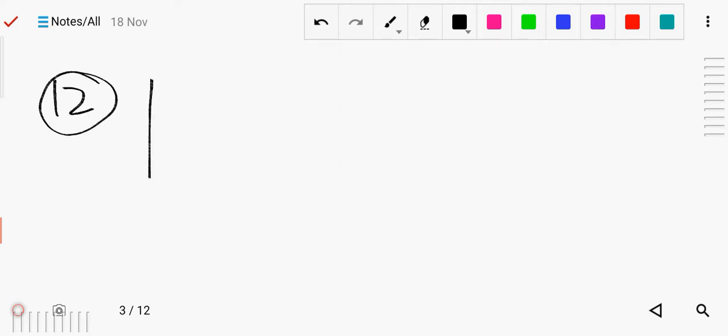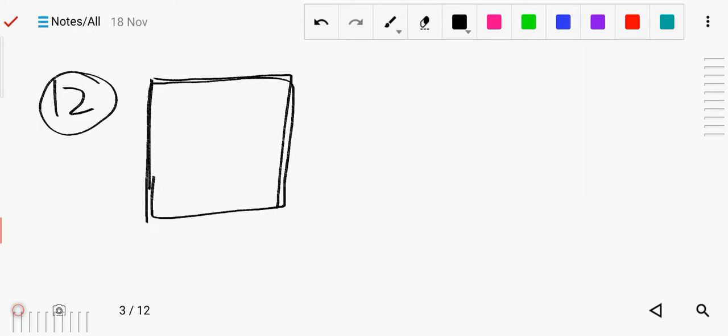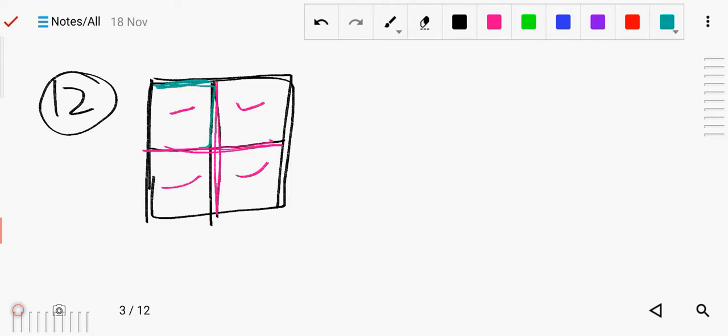So actually this is the door, and its dimensions are already given. There are 4 glasses fitted, 1, 2, 3, 4 glasses. Now in the question it is asked, what is the area of this wooden region?